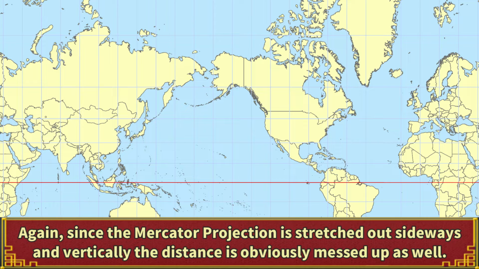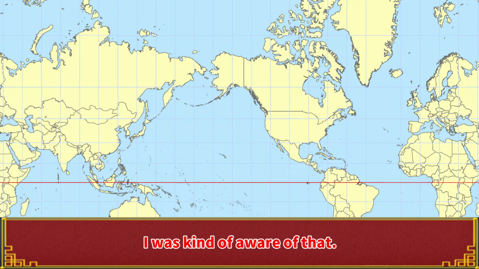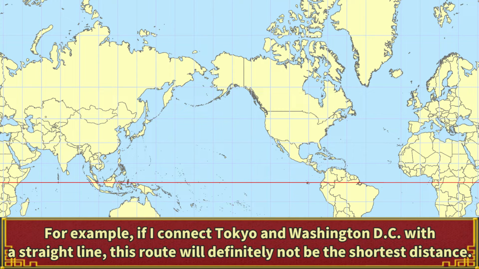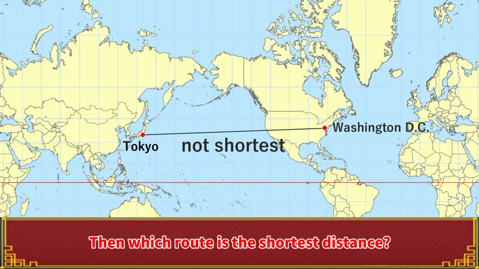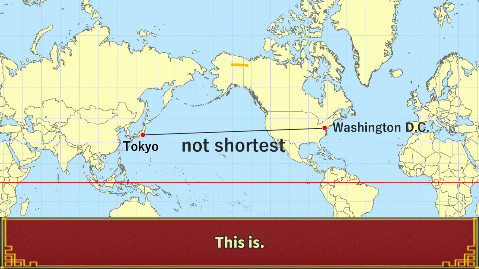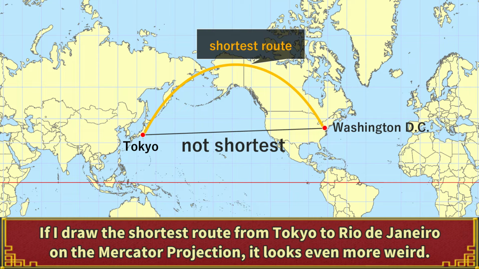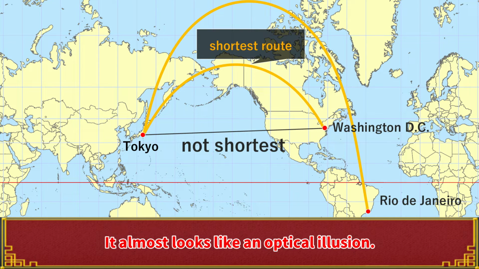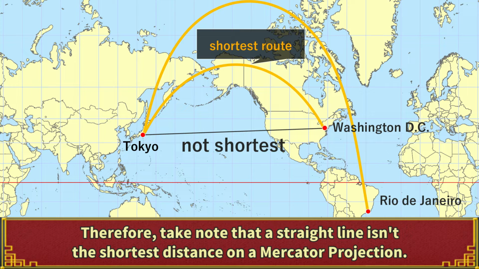Again, since the Mercator projection is stretched out sideways and vertically, the distance is obviously messed up as well. I was kind of aware of that. For example, if I connect Tokyo and Washington DC with a straight line, this route will definitely not be the shortest distance. Then which route is the shortest distance? This is. That's weird. If I draw the shortest route from Tokyo to Rio de Janeiro on the Mercator projection, it looks even more weird. It almost looks like an optical illusion. Therefore, take note that a straight line isn't the shortest distance on a Mercator projection.